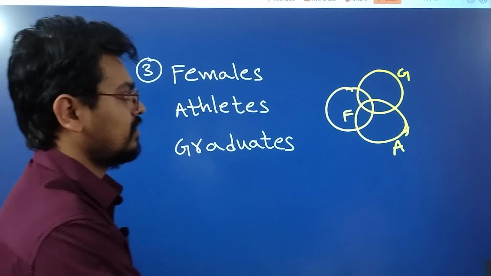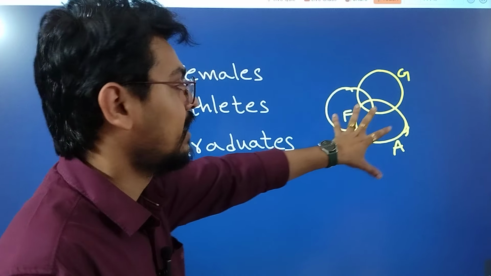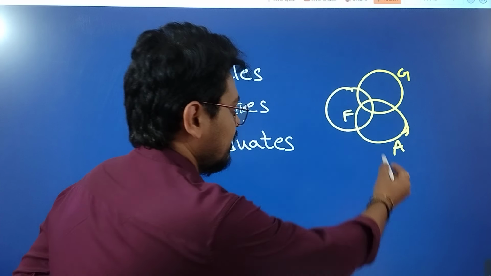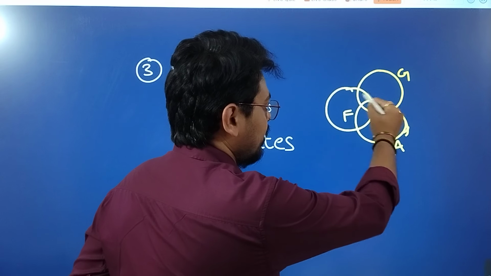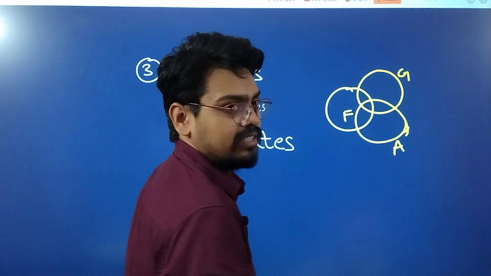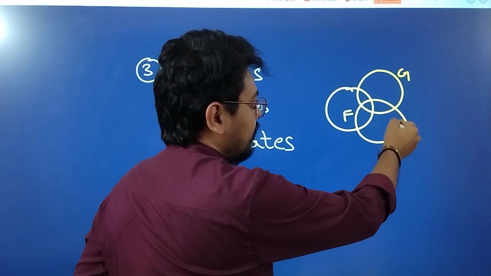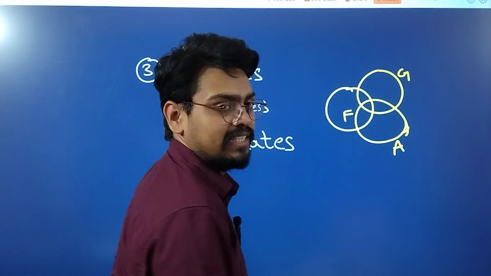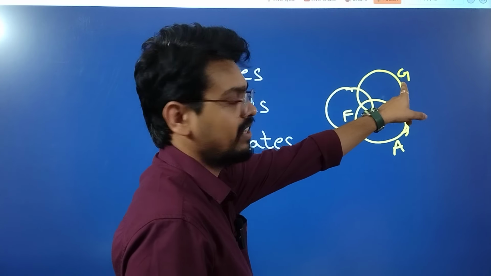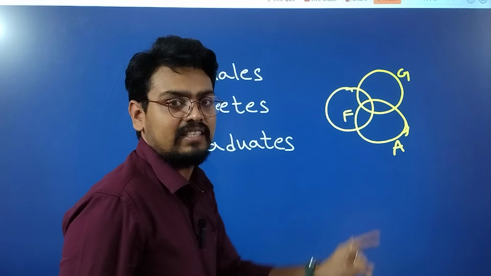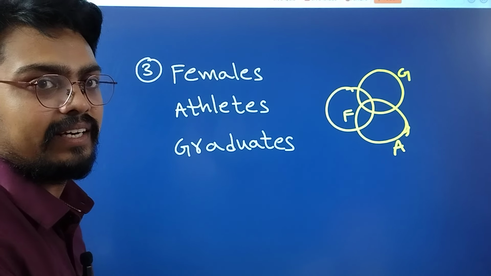Clear? So three circles must be interlinked with each other. See, this circle is interlinked with both females and graduates. This circle is also interlinked with both females and athletes. And females is also interlinked with graduates and athletes. So this diagram is clear.